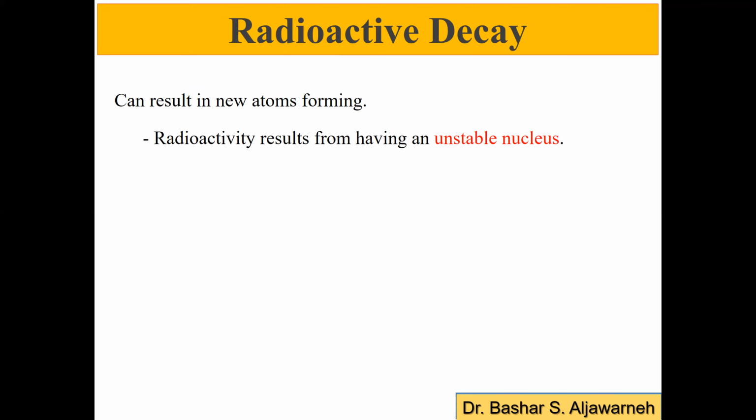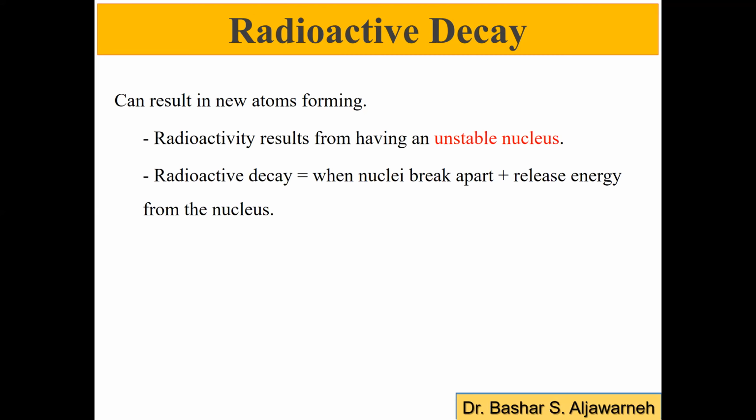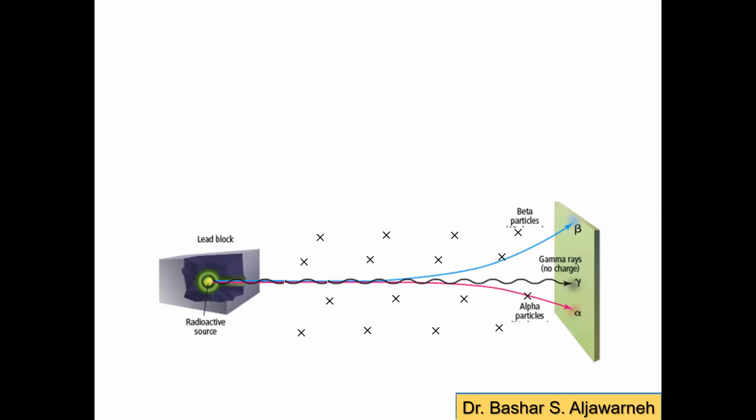From what I mentioned previously, we can summarize the radioactivity as the following: it results in a new form of atoms, where the radioactivity results from having an unstable nucleus. In other words, the unstable nucleus will keep going and decaying until they reach stable element forms.